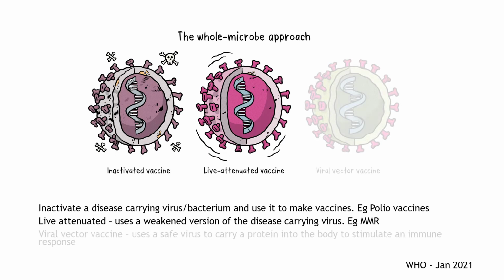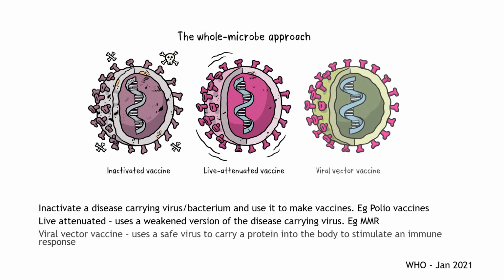The third type of the whole microbe vaccine is the viral vector vaccine. This type of vaccine uses a safe virus to deliver specific subparts, or proteins, of the organism of interest, so that it can trigger an immune response without causing disease. To do this, the instructions for making particular parts of the pathogen of interest are inserted into a safe virus. The safe virus then serves as a platform, or vector, to deliver the protein into the body. The protein then triggers the immune response. The Ebola vaccine is a viral vector vaccine, and this type can be developed rapidly.